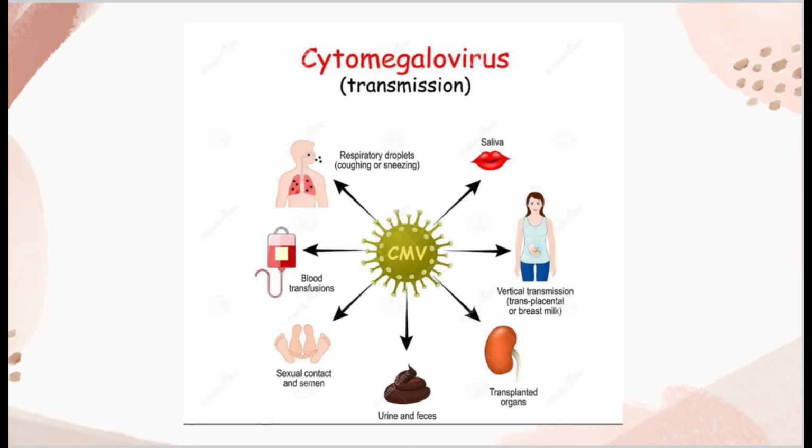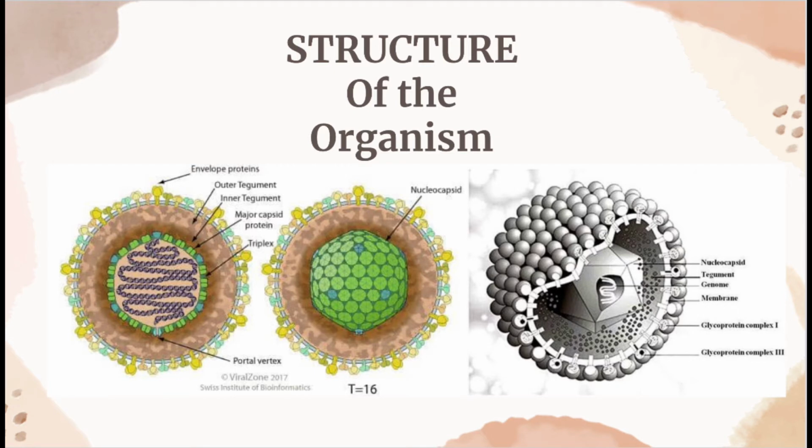Another type is congenital CMV, and this can be passed by a pregnant woman that has active CMV infection to her unborn baby. Human cytomegalovirus, or HCMV, is the prototypical member of the beta herpesviridae, a subfamily within the herpesviridae, and is found in about 90% of the population worldwide.